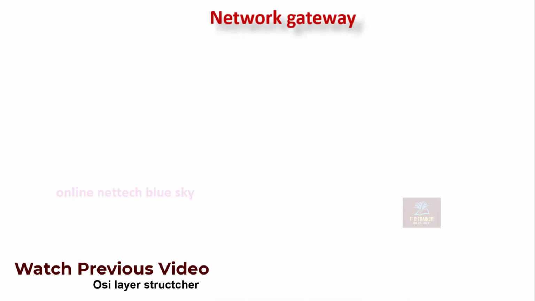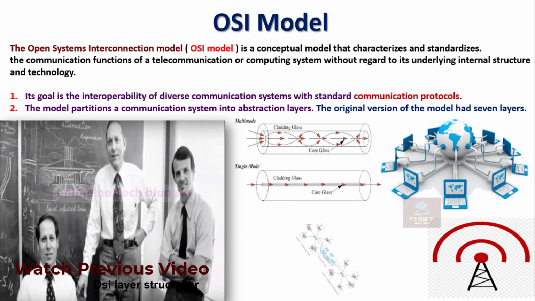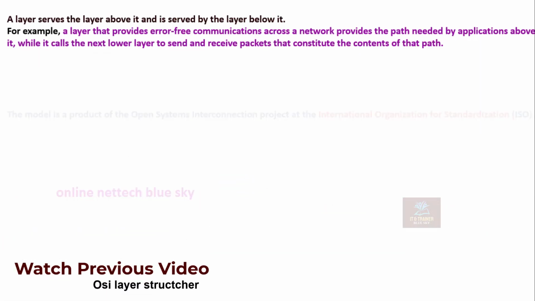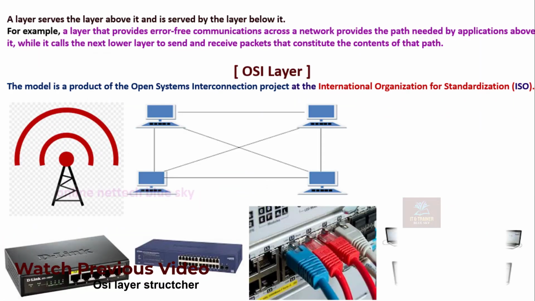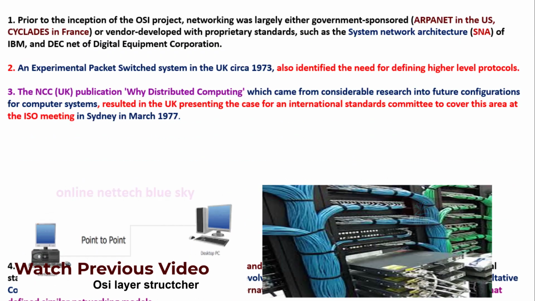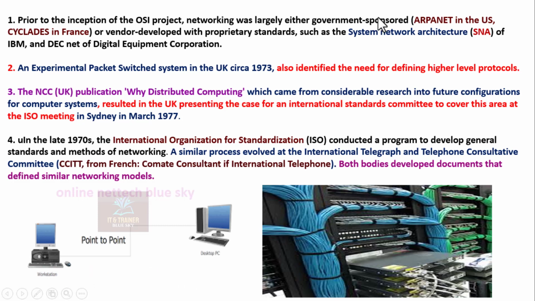Very important for you: the network gateway. What is a network gateway? What is the OSI model and how many OSI layers does the model have? You can see here an example of the OSI model, which is very important to understand. Your computer, any data, anywhere. The OSI project started from 1970 to 1973, and ARPANET is a very important project related to networking.